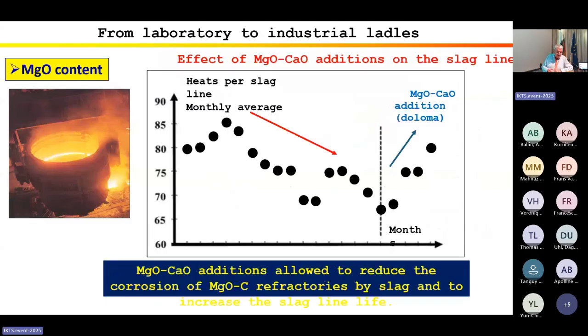Here we observe in the steel ladle a decrease of the performances, and when we introduce an addition of magnesia in the form of dolomite, magnesia lime, we observe immediately an increase of the performances. The addition of dolomite allowed to reduce the corrosion of magnesia graphite refractory by slag and to improve the performances.